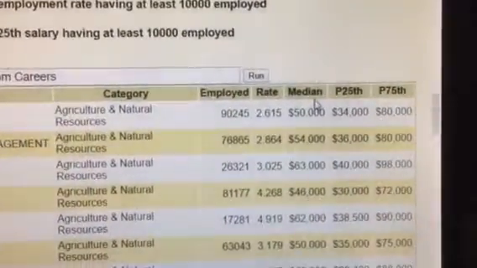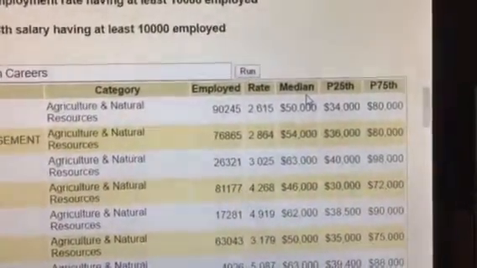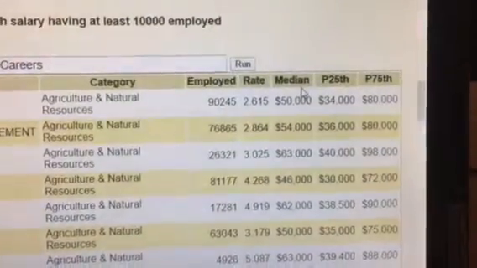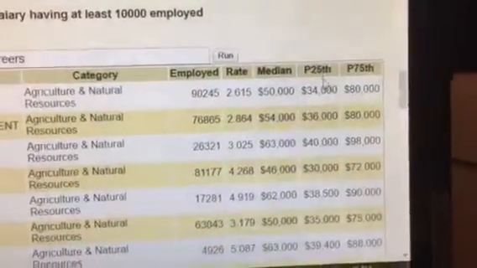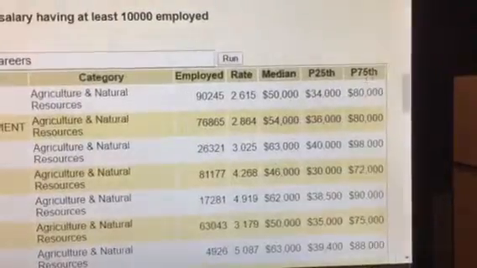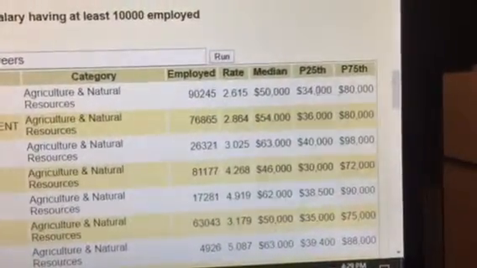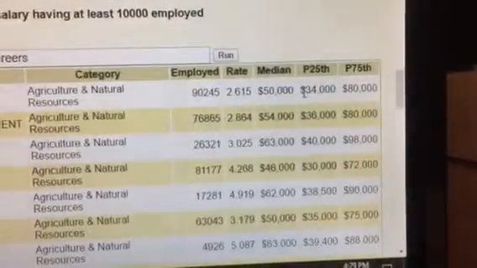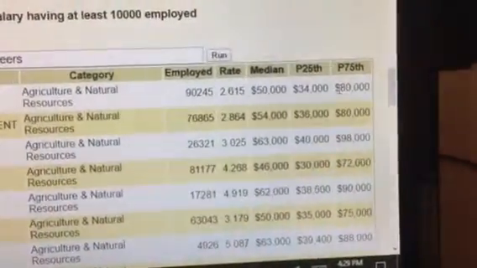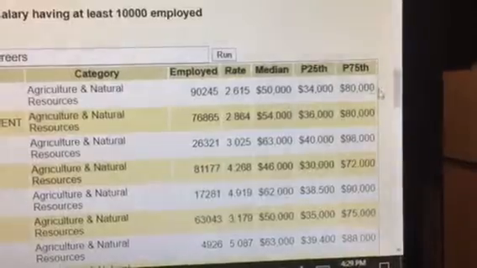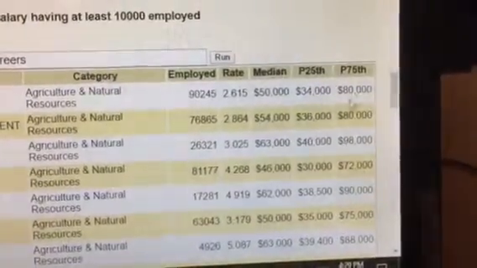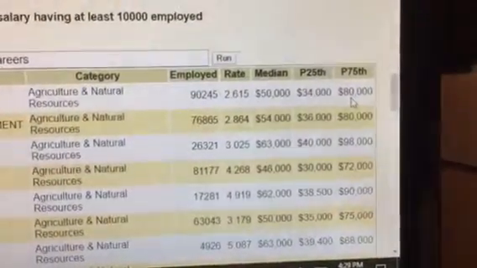Median is the middle, basically as many people make more than that as make less than that. This is the 25th percentile and the 75th percentile, meaning 25% make less than 34,000, and 75% make less than 80,000. So about 25% of the people would make more than 80. That's how those percentiles work.